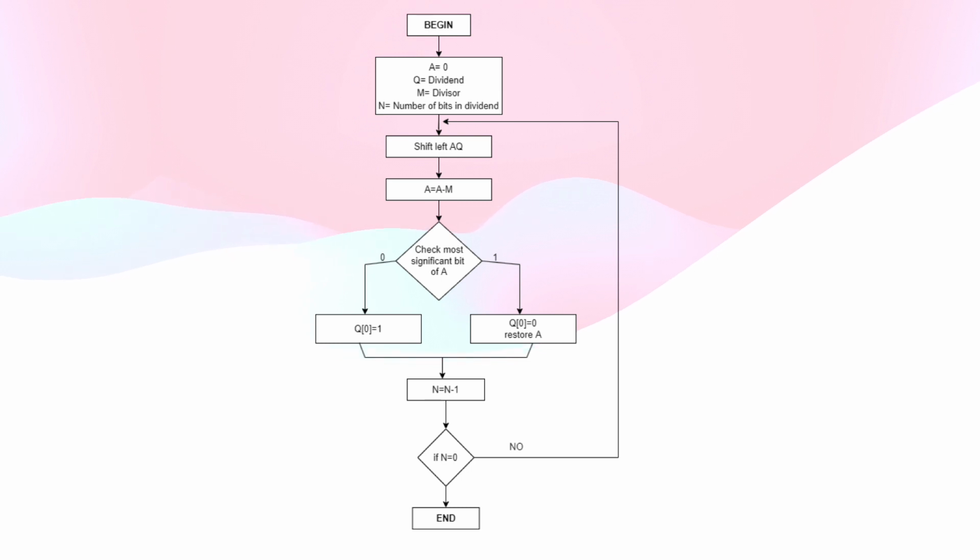Then N is equal to N minus 1. This is used to decrement the step count, and for example if your N is 4, then N minus 1 takes it to 3, 2, 1 and 0. And the final decision making step: if N is equal to 0 at the end of the restoring division algorithm, then the process ends. Otherwise it goes back to the second step, shift left AQ.